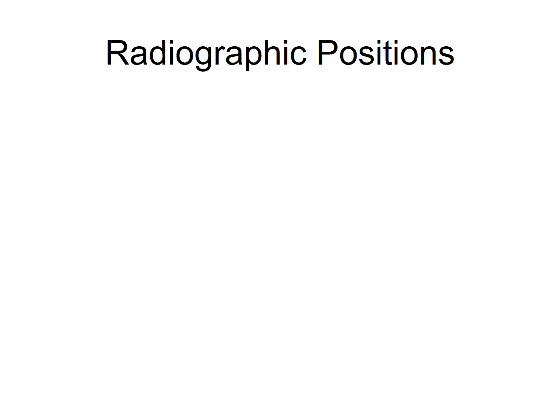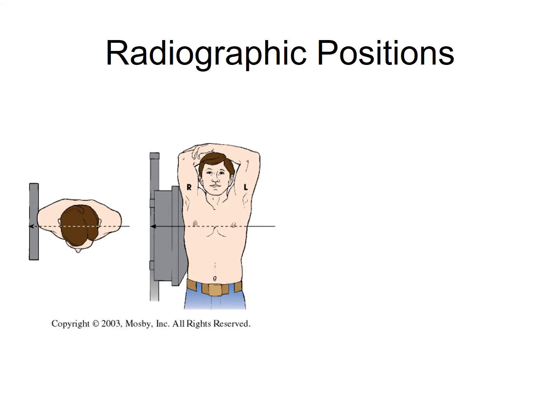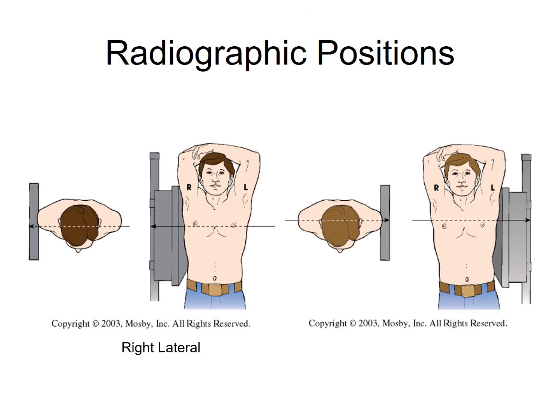Let's continue with a section called Radiographic Positions now. So let's look at this. Which side is closest to the bucky? The right side. Patient is upright, so we call this a right lateral, or a right lateral upright. Which side is closest to the bucky? In this case it is the left side, so we call this a left lateral.